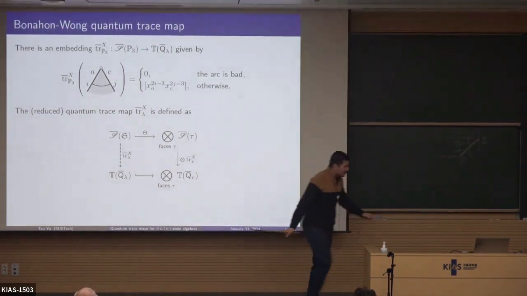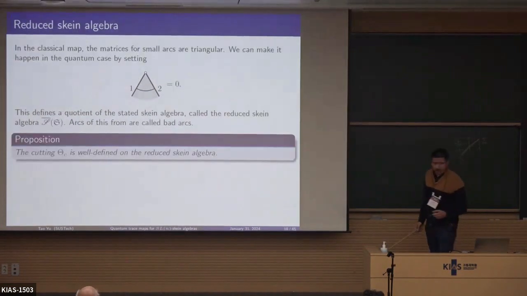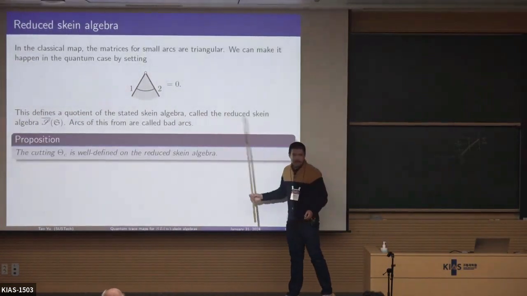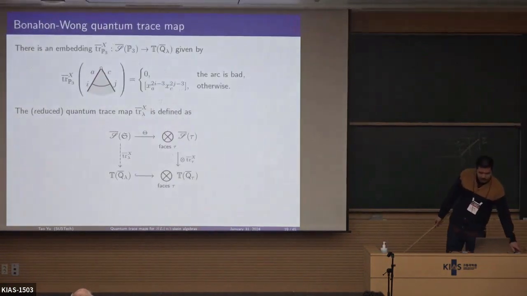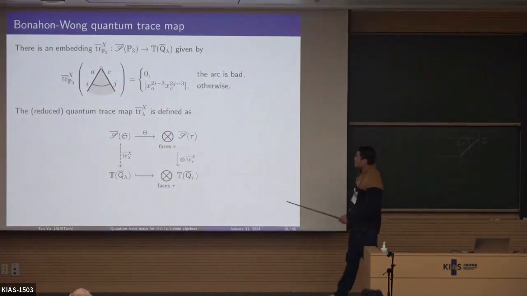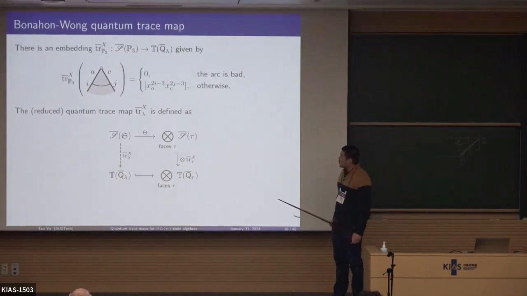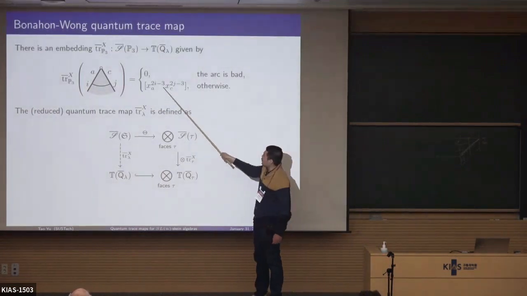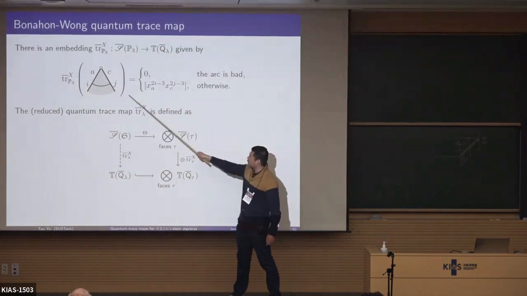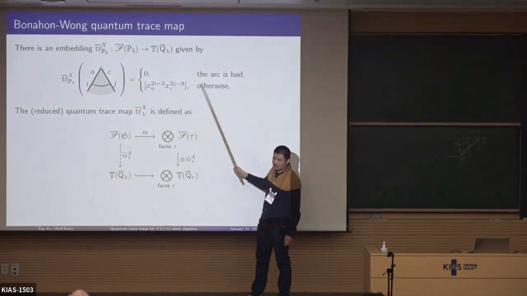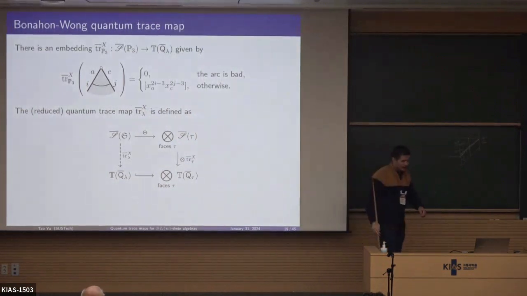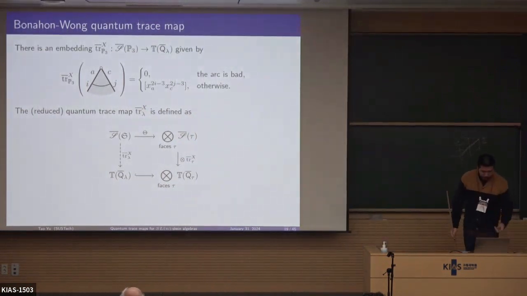Oh, a bad arc is the arc from the last slide. So the 1 and the 2. Yeah, and note that the 2i minus 3 and 2j minus 3 is just saying if the state is 2, then it's a +1. If the state is 1, it's a -1. Okay. So that's the definition of the first quantum trace map.